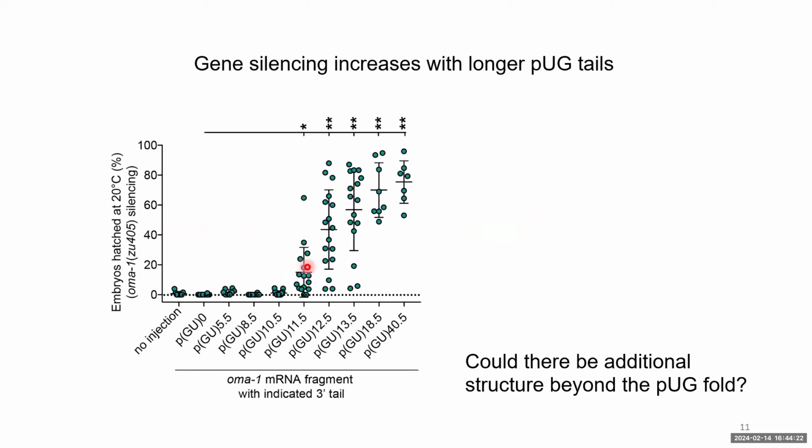This then led us back to the silencing data. So we were able to show that this sequence is essential and enough to induce silencing. But if you look at the length dependence of silencing, you see it significantly increases as you increase the length up to around 18.5 repeats. So this led us to ask the question, is there some other structure that's also forming alongside the PUG4 that promotes this activity in these longer PUG sequences?